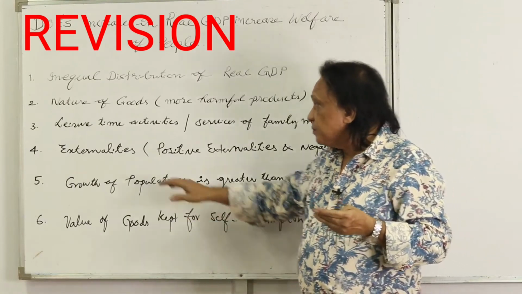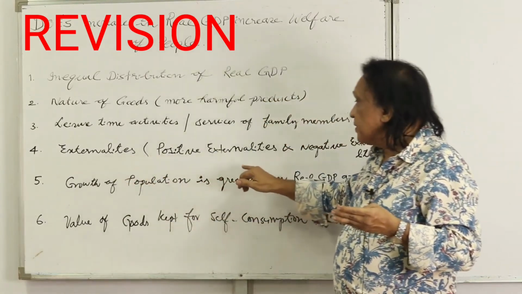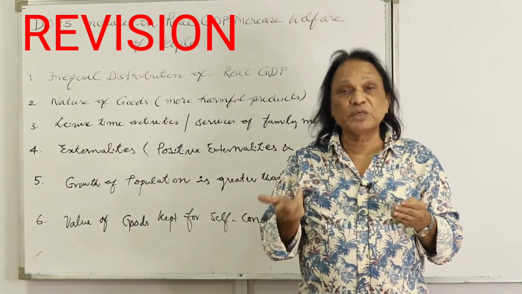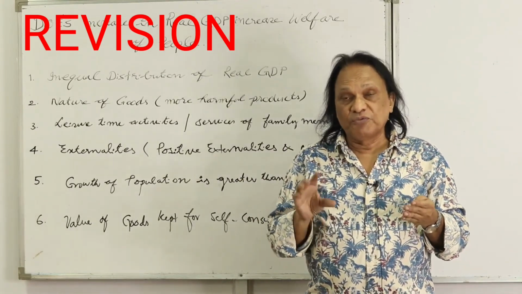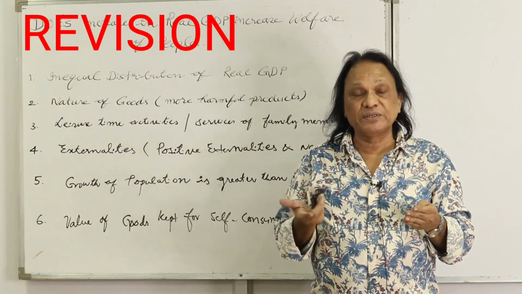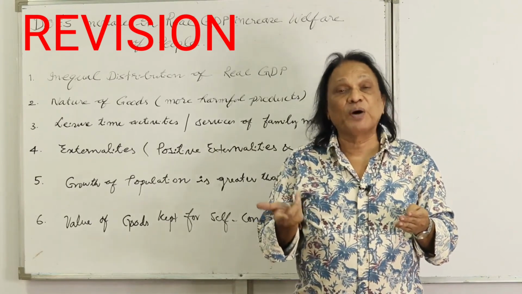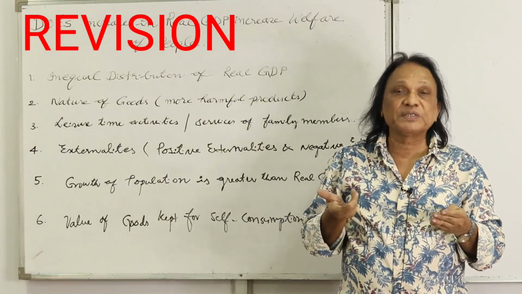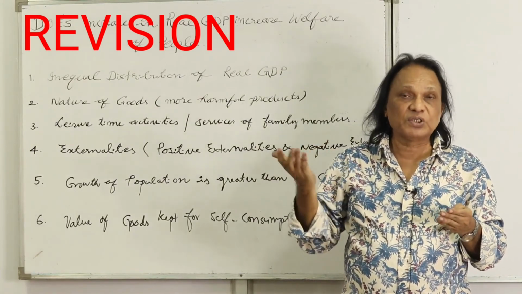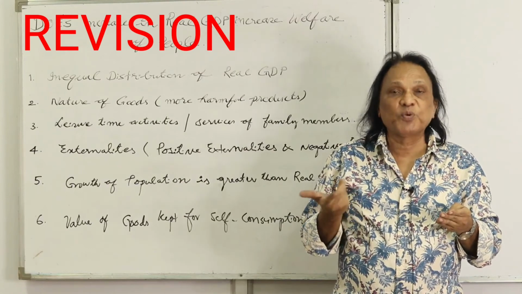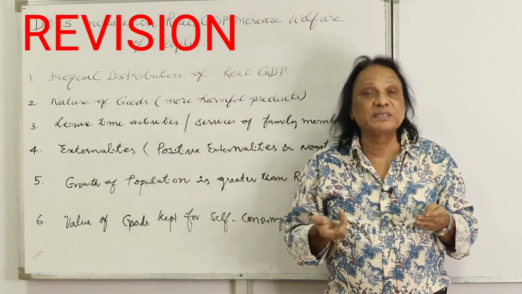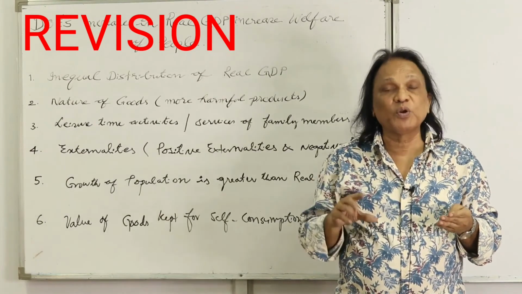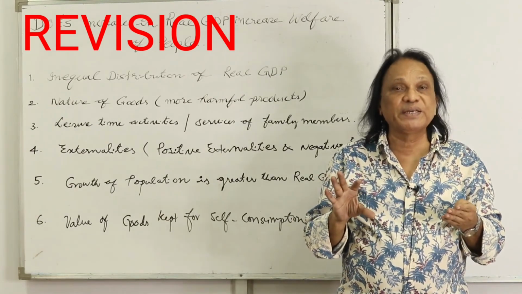The fourth point is externalities, positive externalities and negative externalities. Externalities are harms and benefits caused to an individual for which no one is paid or penalized. There are two kinds of externalities. Positive externalities always increase the welfare of the people. These are parks, construction of roads, street lighting, sports complexes. Negative externalities decrease the welfare of the people. These can be air pollution, water pollution, noise pollution caused by industries.